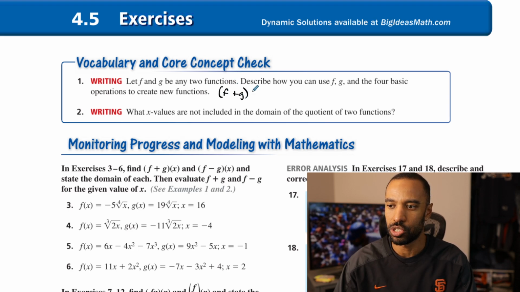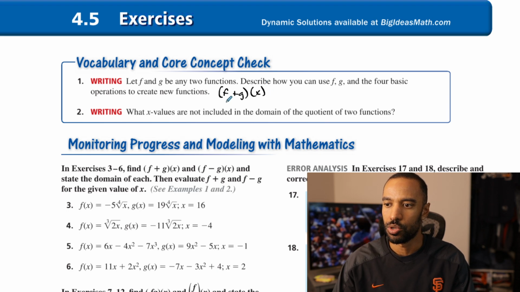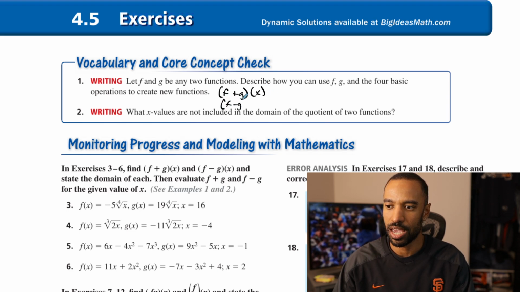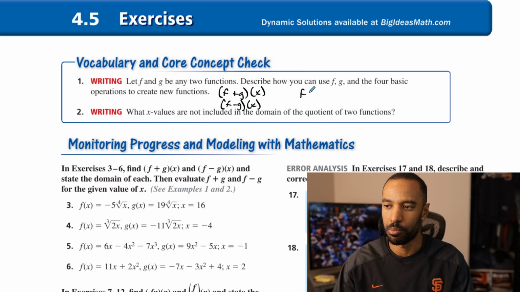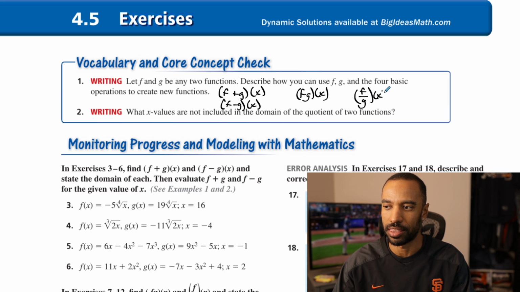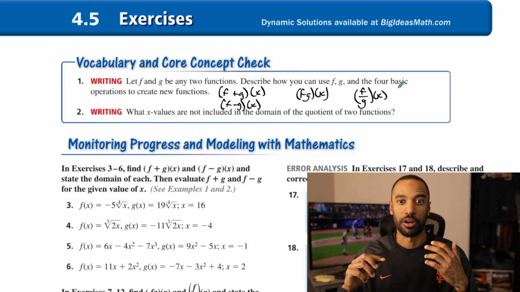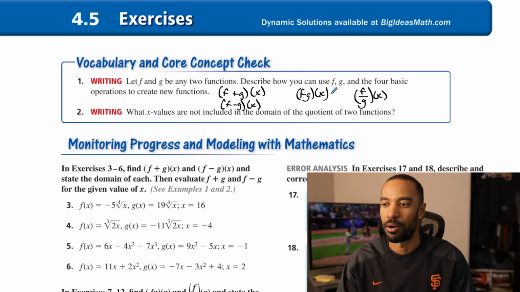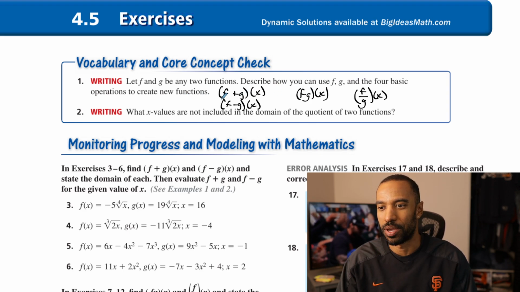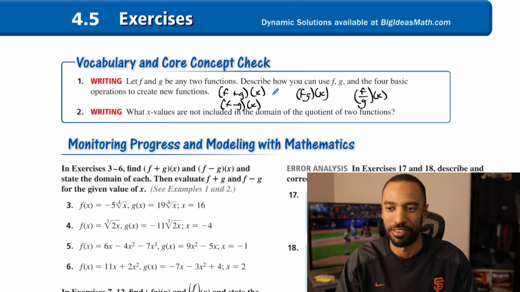You can add these two functions together. You can subtract these two functions. You can multiply these two functions together. And you can divide these two functions. Now, I normally would not want to write it this way voluntarily. Okay, I would just do that. But that's the way you can create new functions. You can add them, subtract, multiply, and divide.